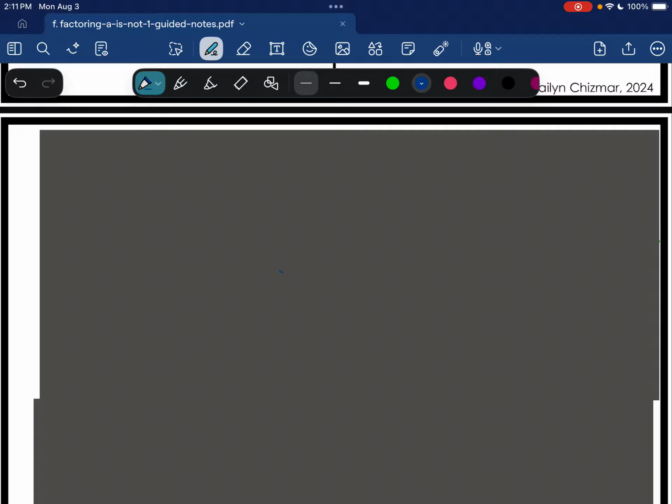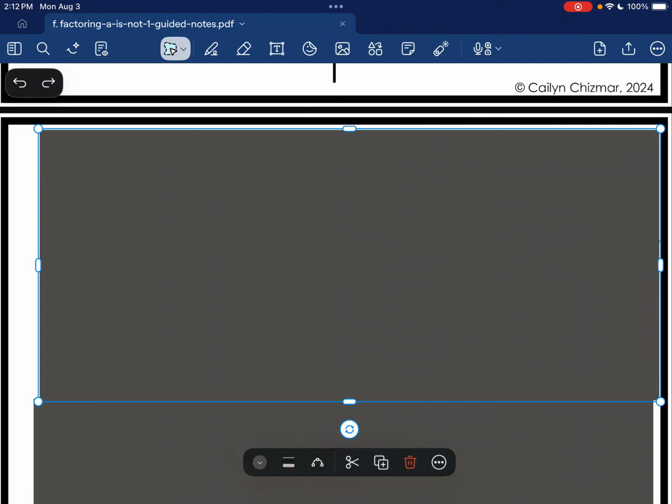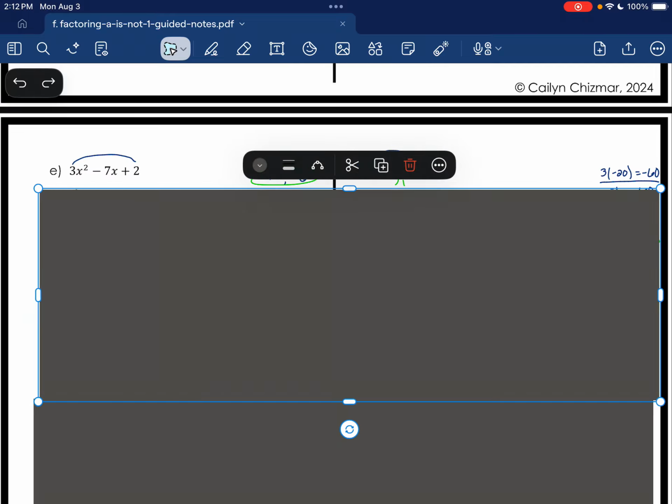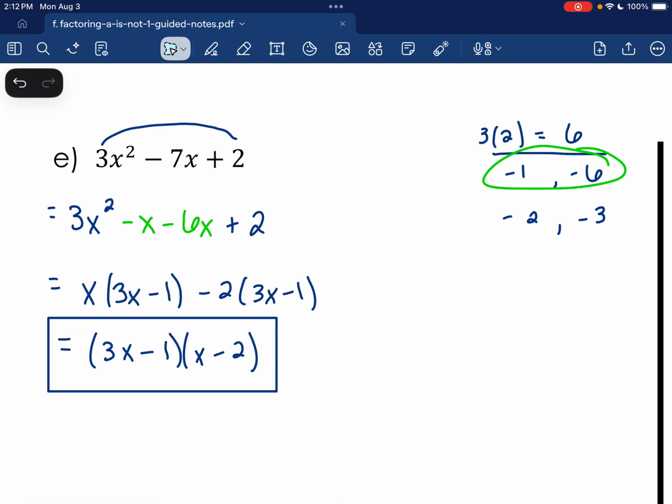Alright, welcome back. So, first things first, we've got this problem here. We are looking at 3x squared minus 7x plus 2. And so what's going on here is I knew that I was looking for factors of 6 that add to negative 7. I went with negative 1 and negative 6. Split that apart, did my 3 GCFs, and I was able to get 3x minus 1 times x minus 2.